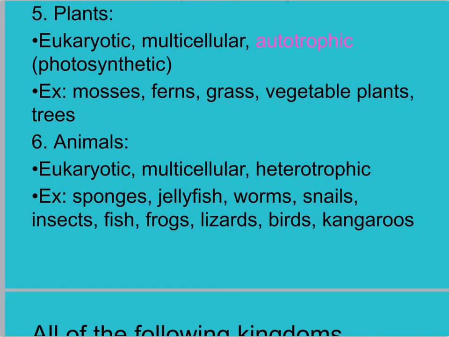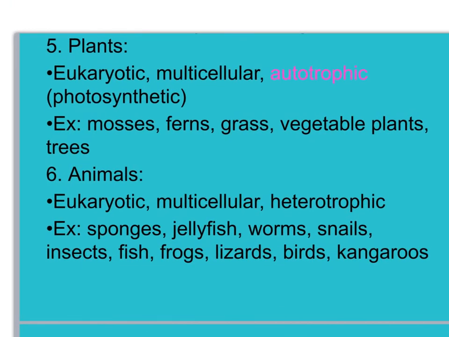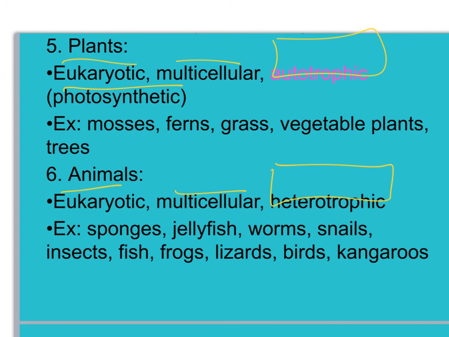So then we have plants and animals. We kind of know a lot about plants and animals already, I feel like. So plants and animals are both going to be eukaryotic. They're both going to be multicellular. But all plants are going to be autotrophs, so they're going to make their own food through photosynthesis. All animals are going to be heterotrophs, so they must eat. So examples of plants are going to be, of course, vegetables, trees, grass, moss.